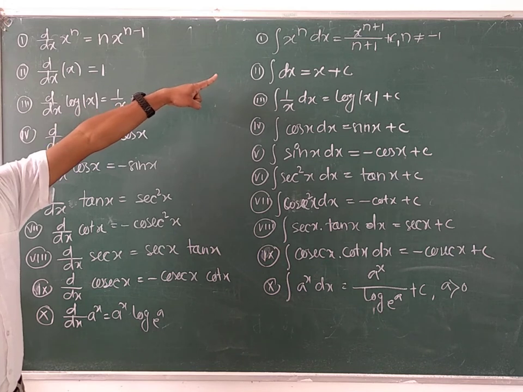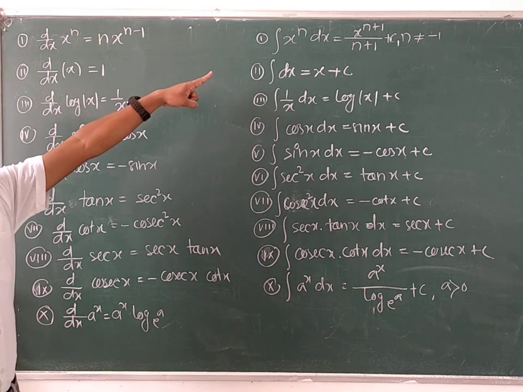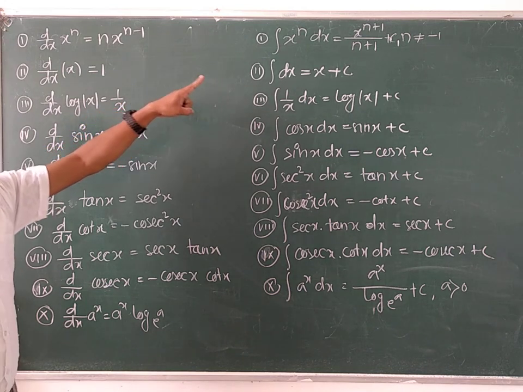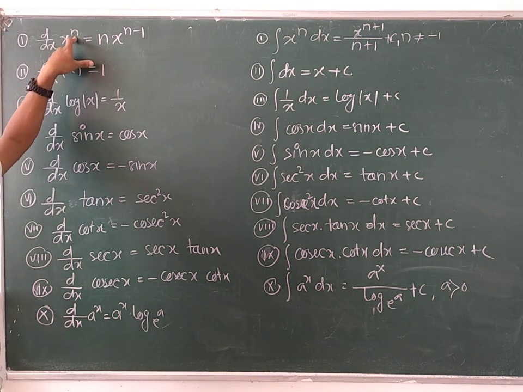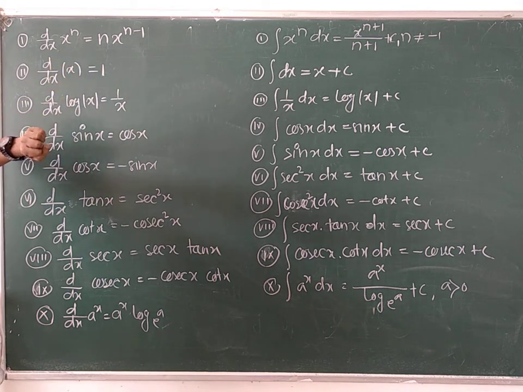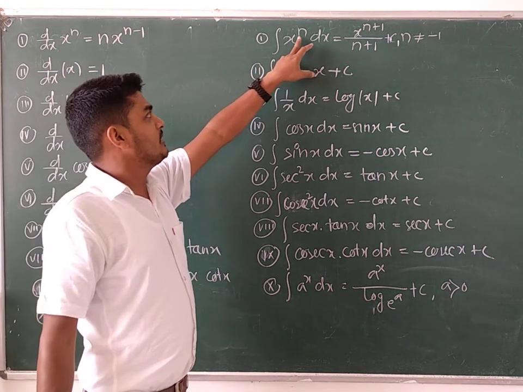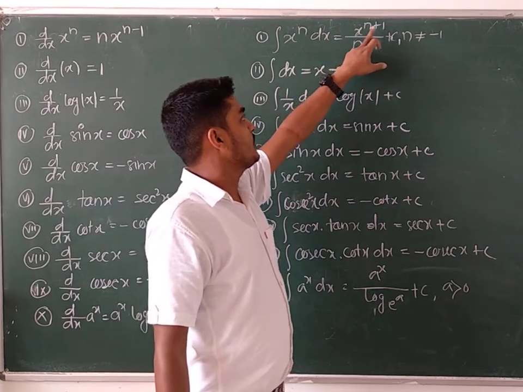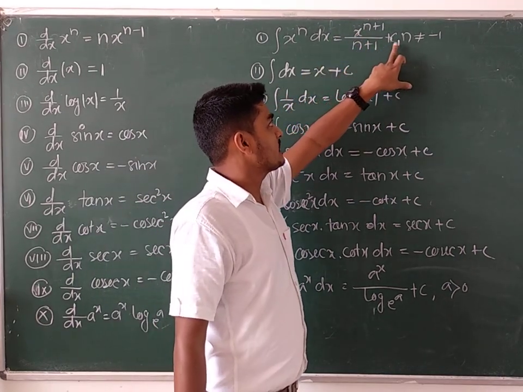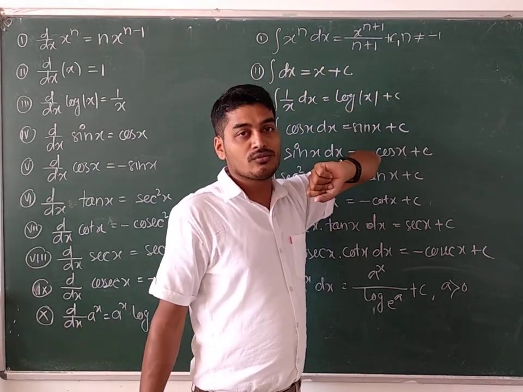Here in this case, another integration formula is also there. Here n is any real number, you can consider any real number in place of n. Then what will happen? The integration of x to the power n is equal to x to the power n plus 1 divided by n plus 1, plus c, where n is not equal to minus 1.